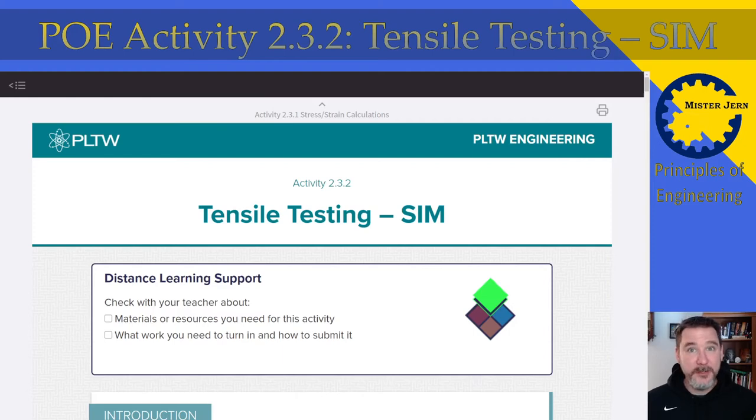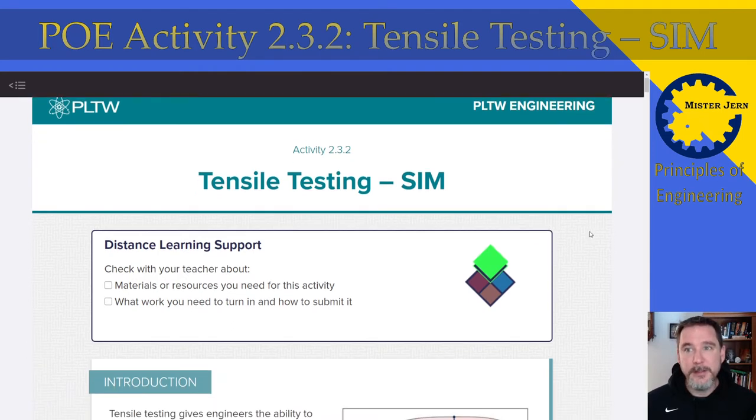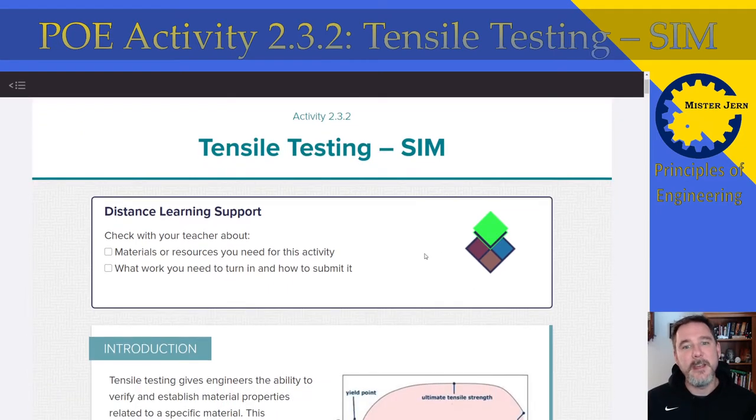All right, this is Mr. Jern again, and I am here to walk you through Project Lead the Way Principles of Engineering Activity 2.3.2, the Tensile Testing Simulation. I'm not going to give you all the answers. I'm just going to walk through and hopefully clarify some of the instructions in this activity.